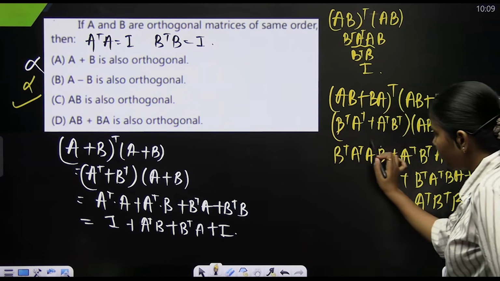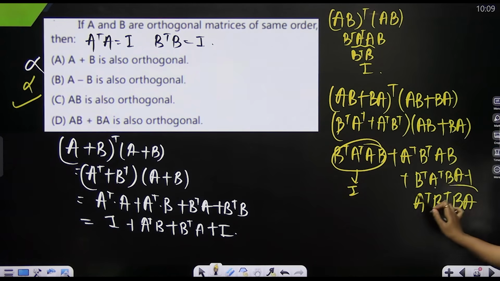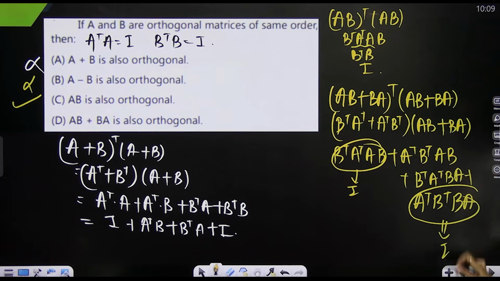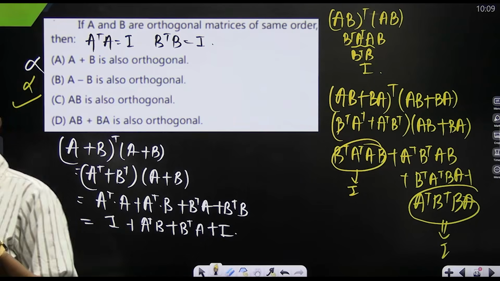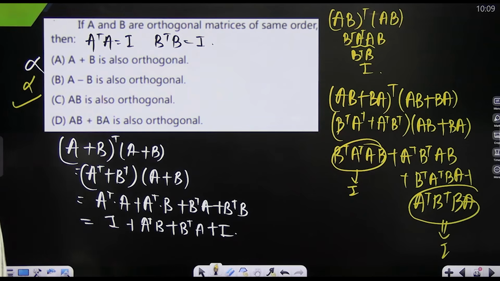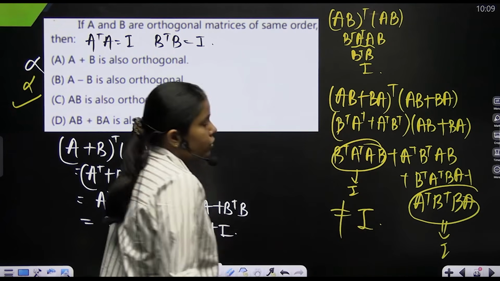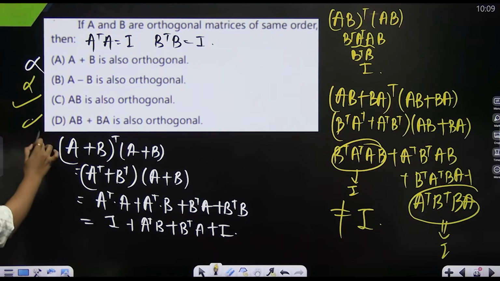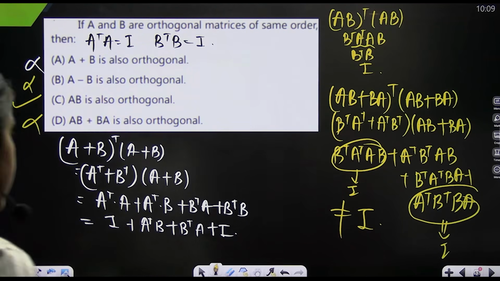Now again this term would become identity because A transpose A is identity and B transpose B would be identity. But how would I make the other terms an identity? Because I do not know that A and B are commutative, that AB and BA would be equal, or that A into B transpose would be equal to B transpose into A. That I do not know. So that's why this is not becoming an identity completely. So this is not an orthogonal matrix. So here only option C is correct.